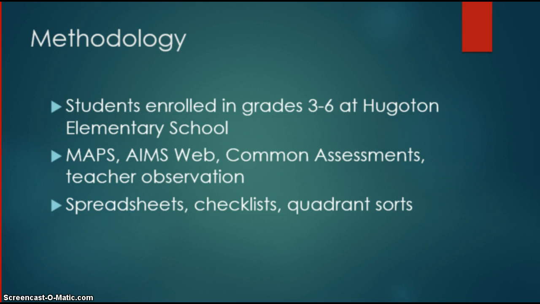The study will be conducted on all students in grades 3 through 6. All students will be given the MAPS, Ames Web Screener, and common assessments determined at each grade level. Also, teacher observation will be used. Once the assessments are given, the data will be input into an Excel spreadsheet for sorting. The spreadsheet will allow students to be placed in the correct quadrant for tiered targeted instruction. Checklists will be used to see students move across the quadrants.